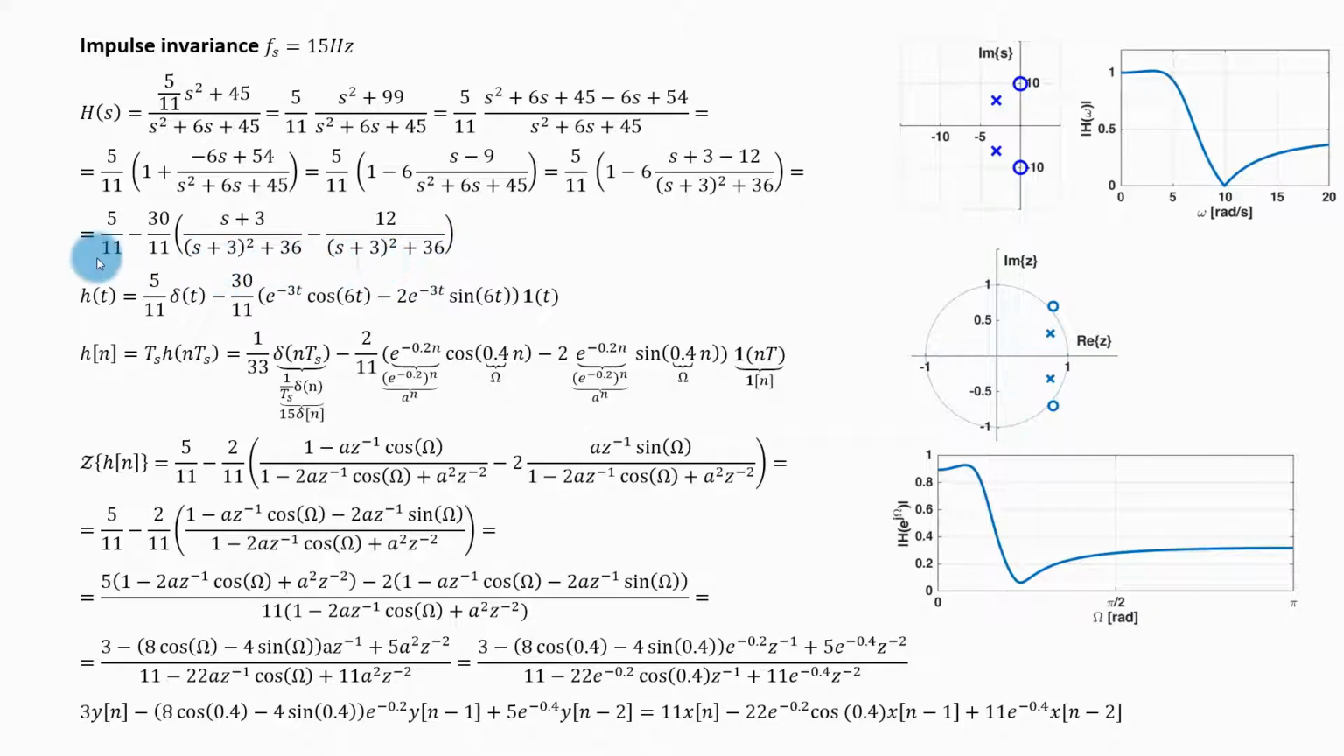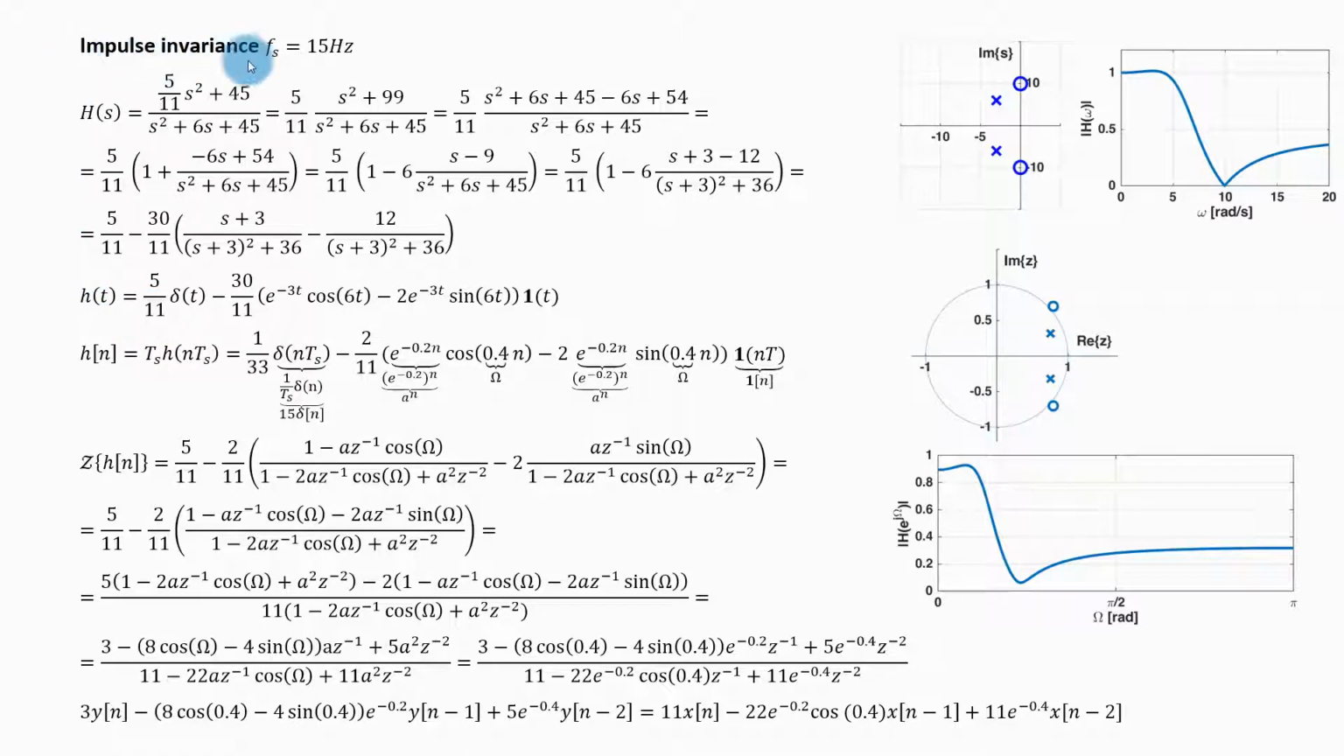And this form is suitable for the inverse Laplace transform. So the inverse Laplace transform of this constant is the Dirac delta function times that constant. The inverse Laplace transform of this partial fraction is cosine of 6t, and because of this plus 3, I need to multiply it by this exponential. The inverse Laplace transform of this partial fraction is sine of 6t, and because of this plus 3, I need to multiply it by this exponential. So this is the impulse response of my continuous time system.